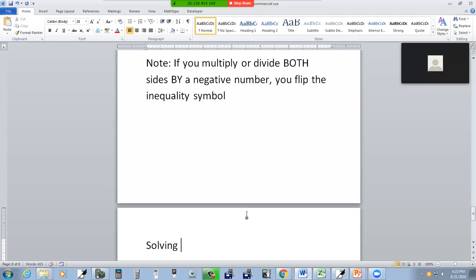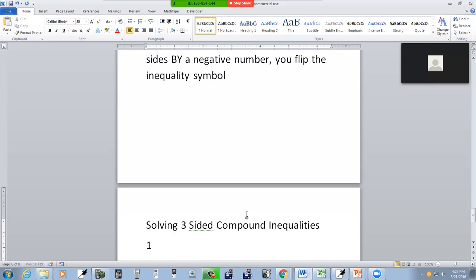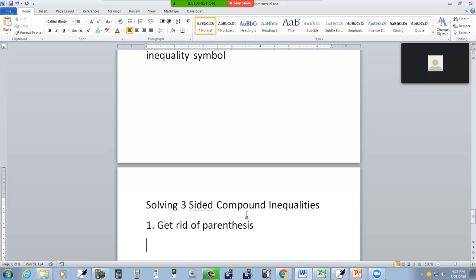Solving three-sided compound inequalities. Step 1, get rid of parentheses. Step 2, get rid of fractions.